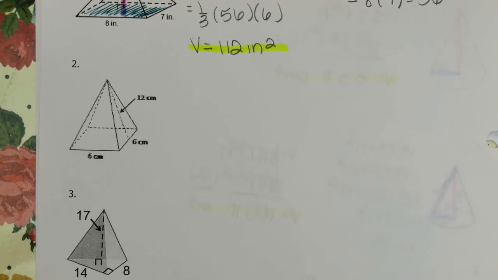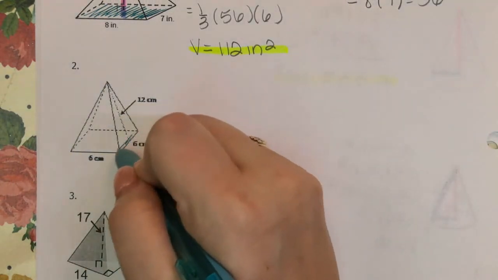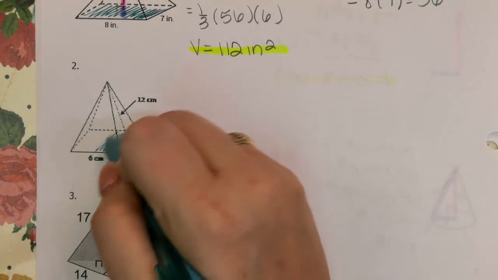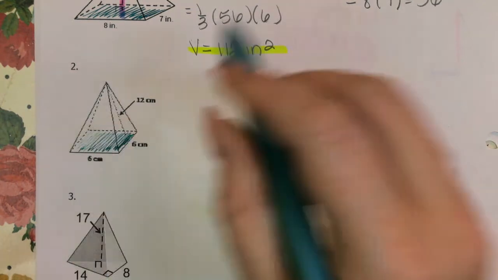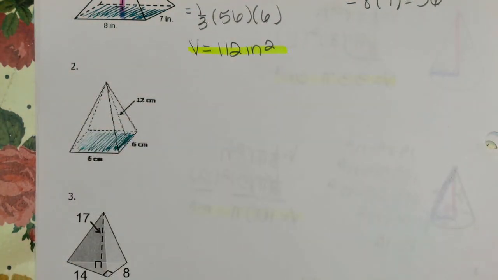Alright, so here we have another pyramid. Now looking at the base, this is a square. Okay, it's a square pyramid. So that means the big B is going to be the area of the square.